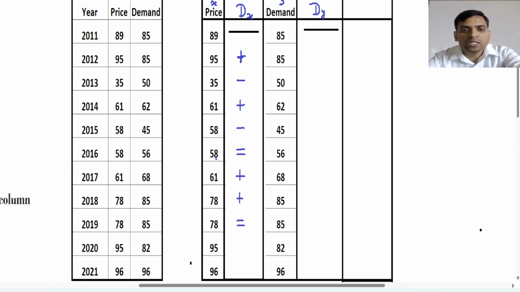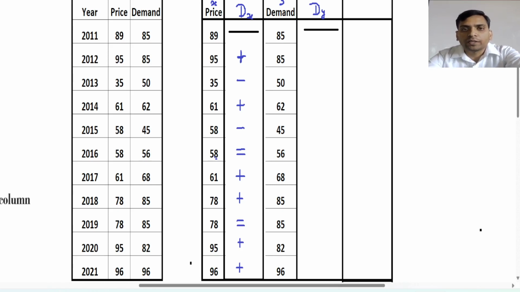And 95 is increased, that's why plus, and 96 with respect to 95 is an increase, so that's why plus. Now for dy, there is no comparison for the first quantity.